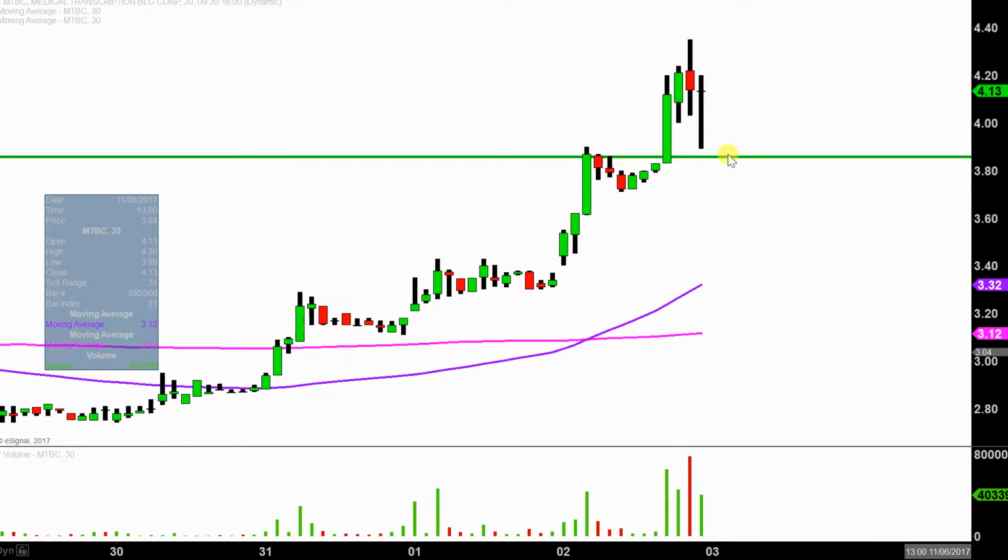Again, if the price can stay above 385, that would be ideal. But from the big picture of things, as long as the price is above that purple line, the overall trend is fully in the bulls' favor.